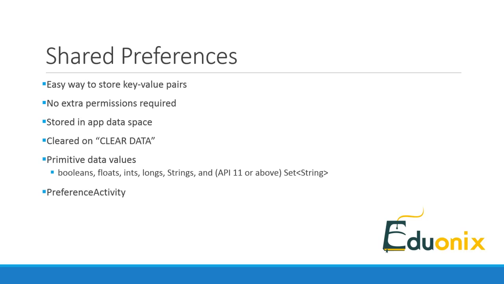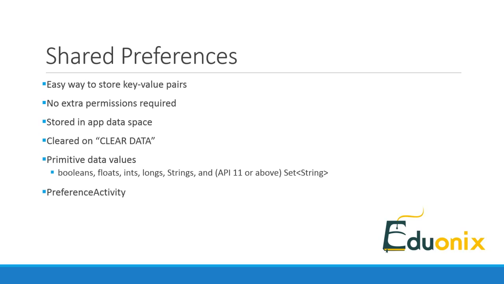preferences are deleted. Shared preferences can only contain primitive values like booleans, floats, integers, longs, and strings, paired with a string key for each value. As of API 11 and above, a collection of strings formed in a set can also be saved to the shared preferences. Shared preferences are not strictly for saving user preferences, such as what ringtone a user has chosen.